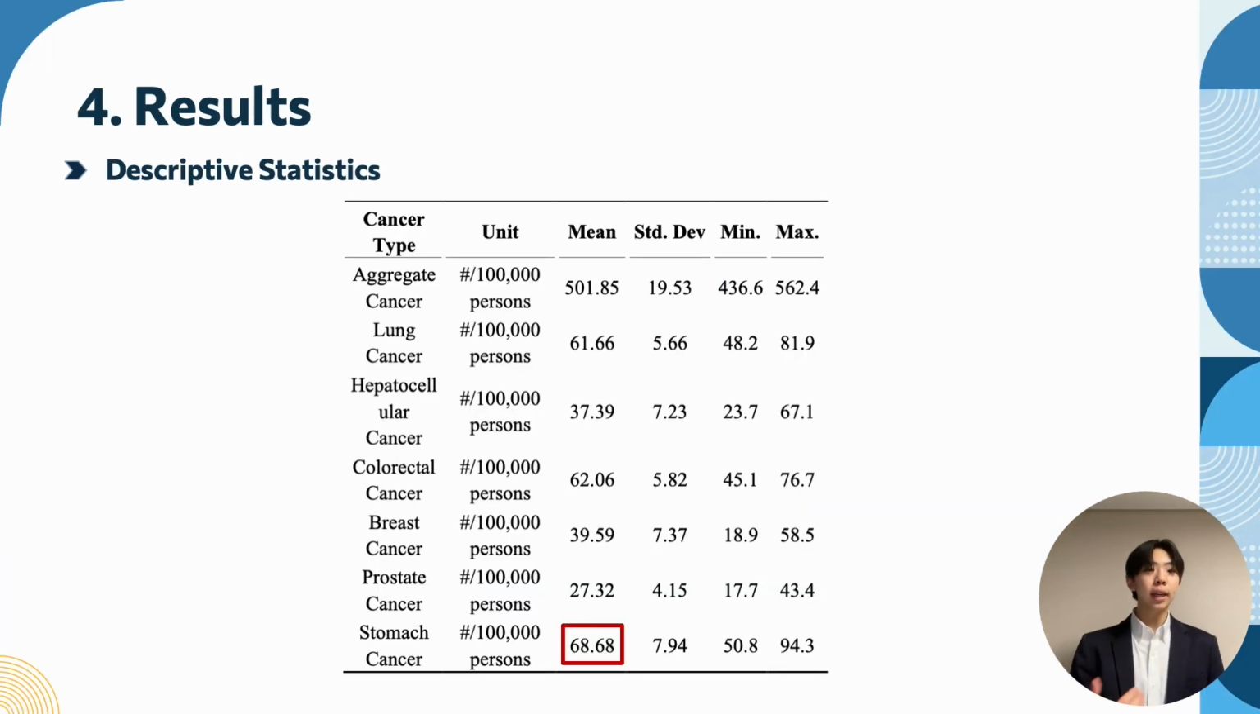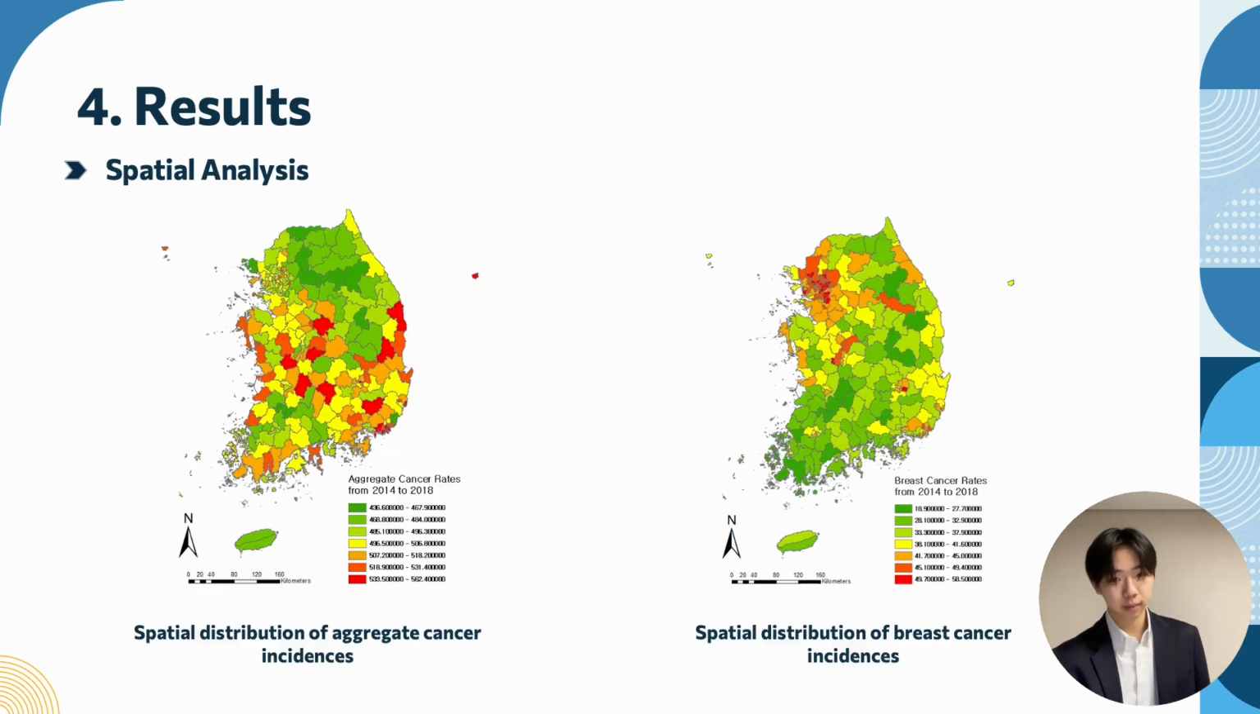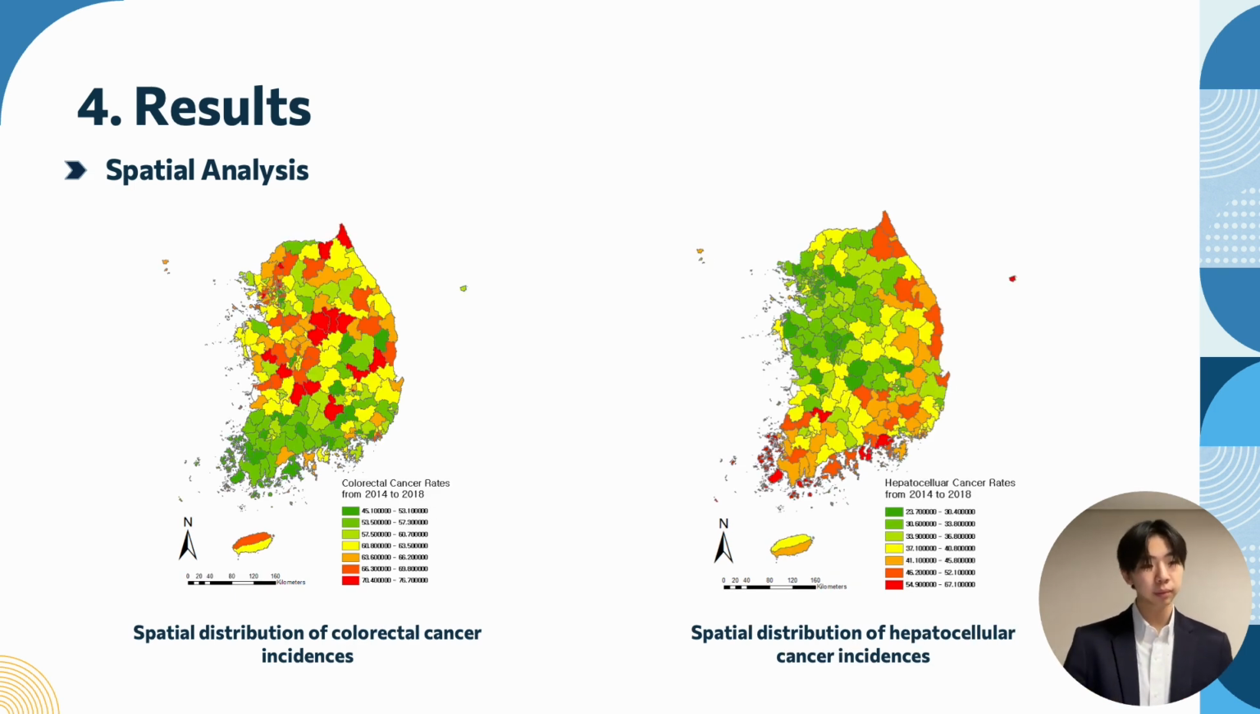Now let's dive right into results. As you can see, all 6 types of cancers are very prevalent in South Korea, with stomach cancer being the most prevalent. And let's look at the maps that I created using ArcGIS. As you can see, the different types of cancers are differently distributed across the nation. For example, breast cancer incidences are mostly focused around the Seoul metropolitan areas.